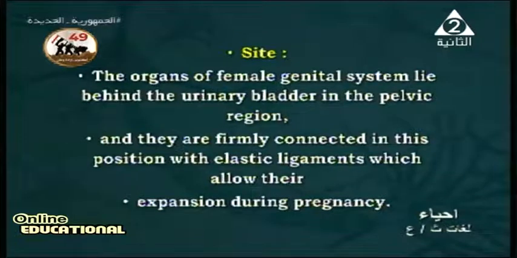Do you know what is meant by ligaments? Ligaments are a type of tissue that bind the organs together. And these ligaments allow the uterus to increase in size and decrease again to accommodate the volume of the baby during the pregnancy.